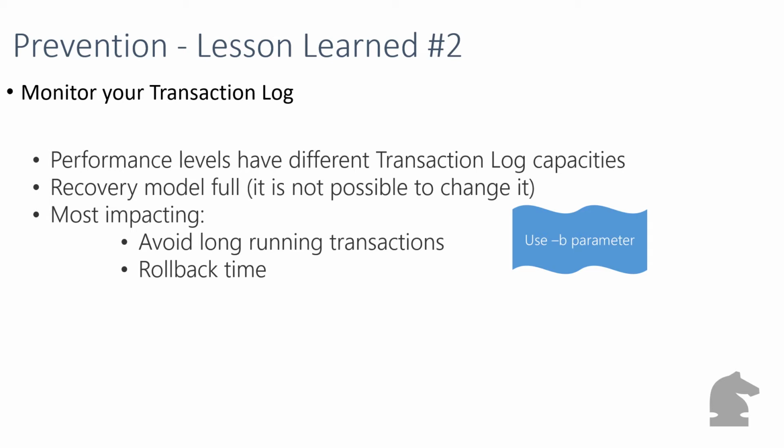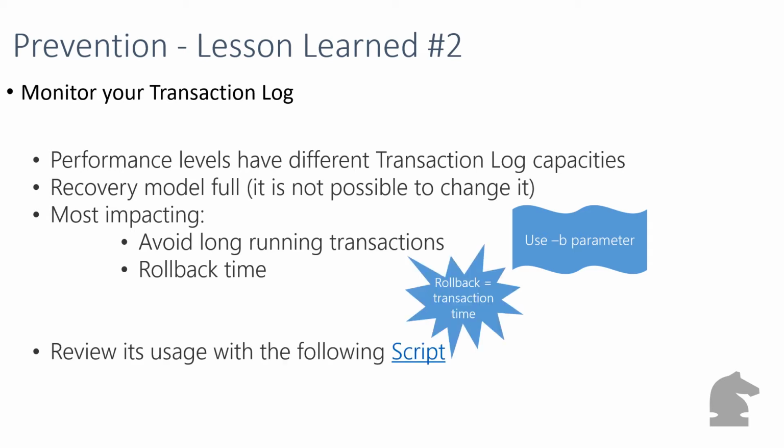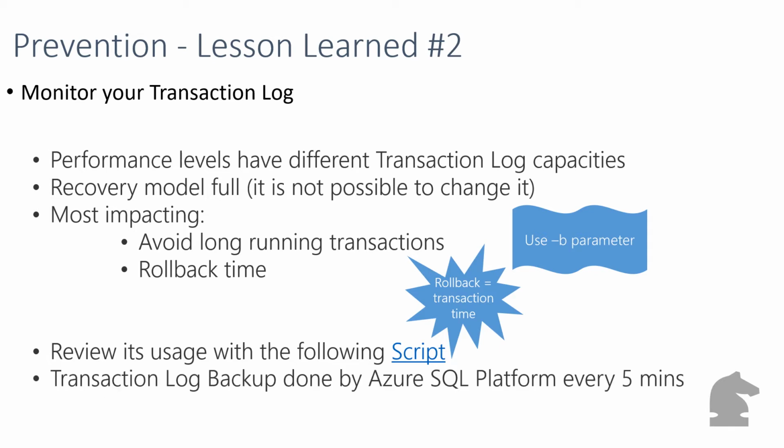For this reason, we are going to show you an example using the parameter -b that prevents this situation, because for one specific number of rows, the transaction will be committed against the database. Also, in the next demo we are going to show you how to use the following scripts to monitor the transaction log with a special script.